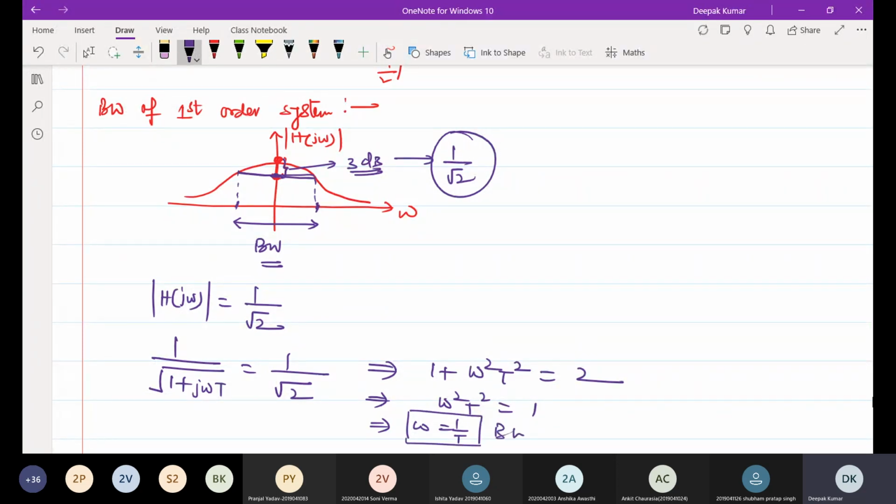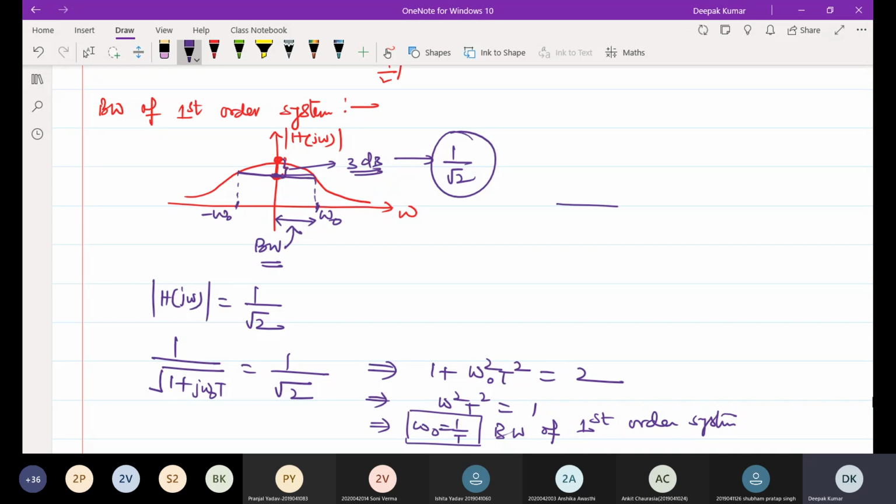This is the bandwidth of the first order system. Suppose this is omega naught, and here it will be minus omega naught. In the practical scenario, bandwidth is considered only for the positive side, minimum to maximum. This is only considered.